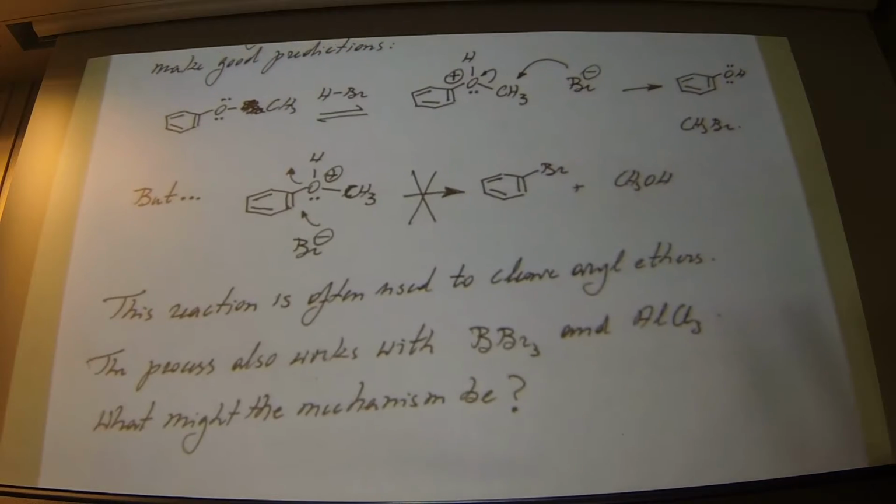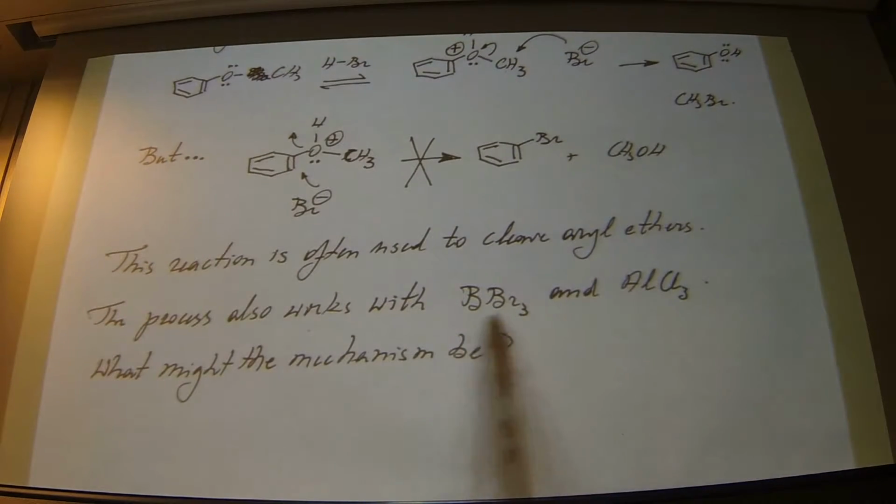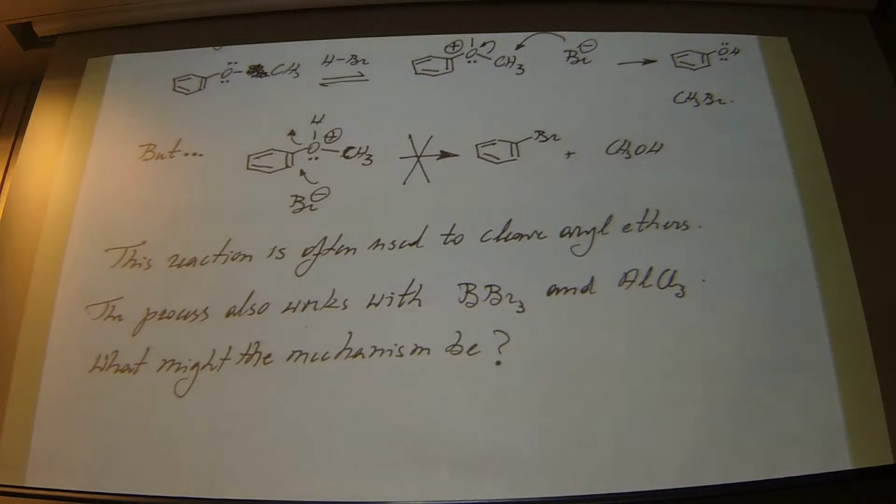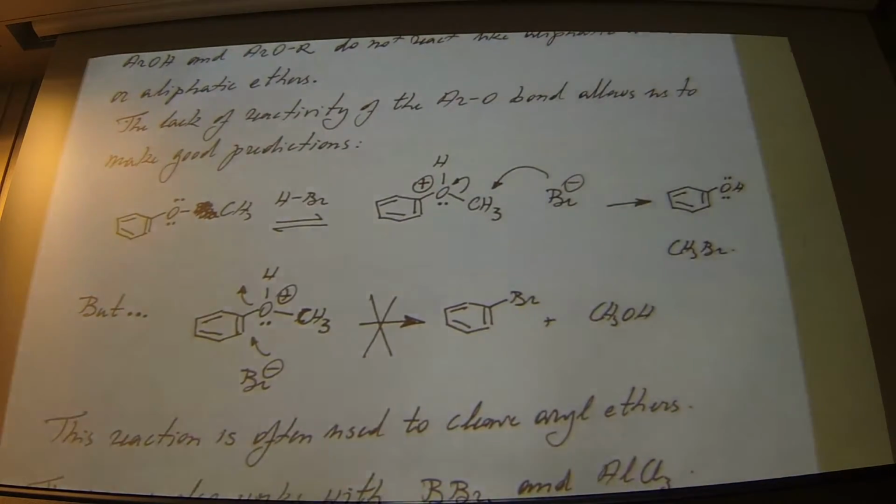I mentioned that you can do it not just with HBr, but with BBr3 and aluminum chloride. The mechanism is the same. These are Lewis acids, and so one of the electron pairs on the oxygen atom engages the Lewis acid, and then nucleophilic addition takes place. So it's essentially the same. Okay, so that was kind of what we talked about with respect to electrophilic aromatic substitution of phenols.